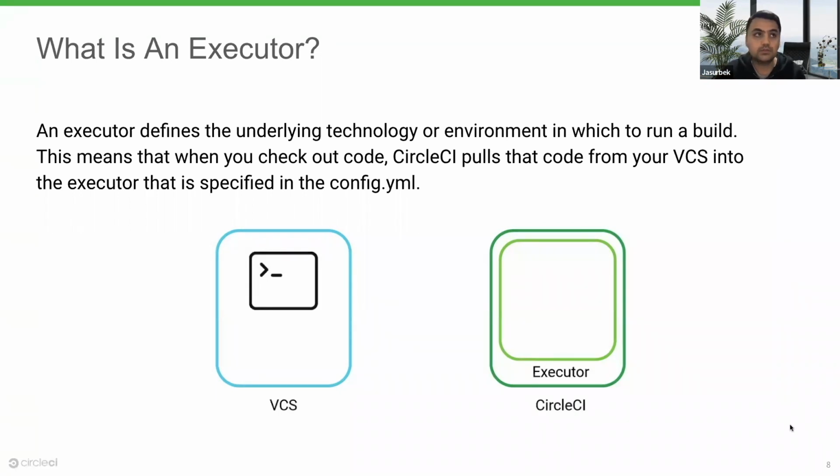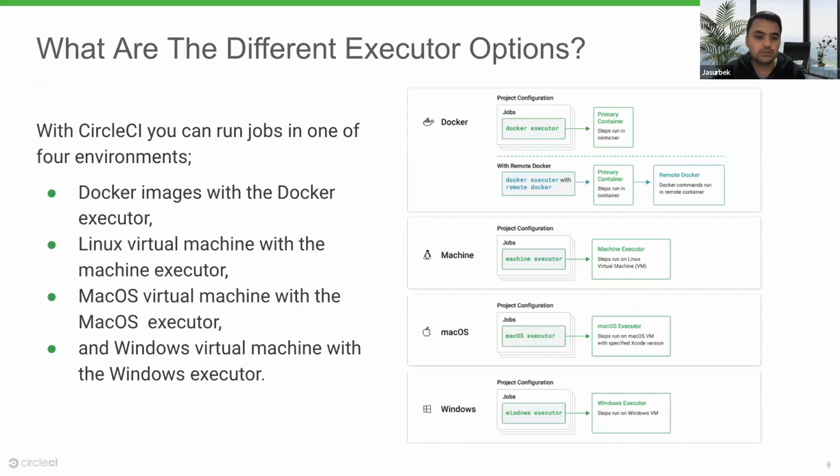So what kind of environments are available at CircleCI? At CircleCI, you can run your jobs in 4 environments: Docker images with the Docker executor, a Linux virtual machine with the machine executor, a macOS virtual machine with the macOS executor, and a Windows virtual machine with the Windows executor.